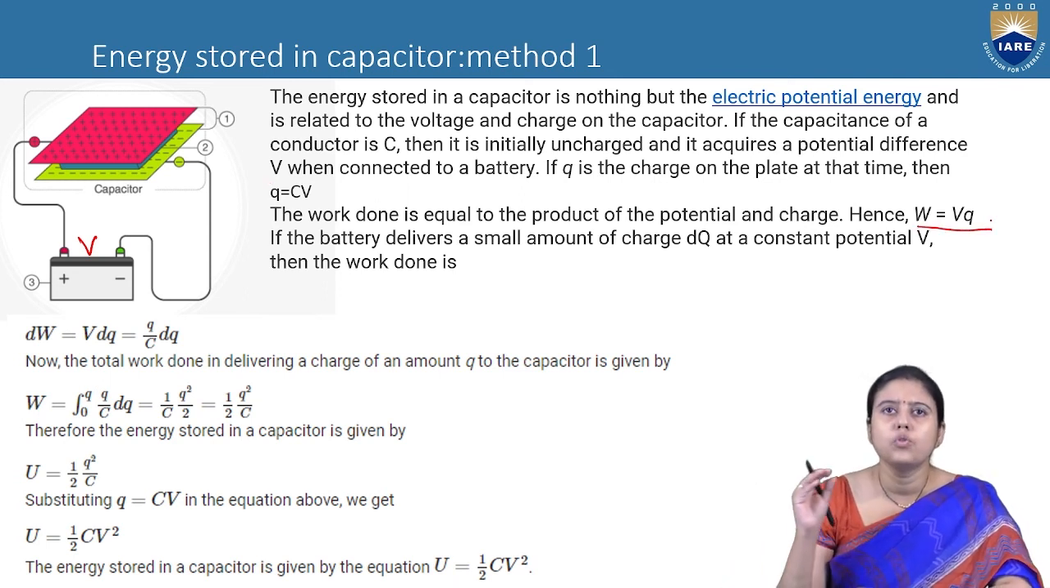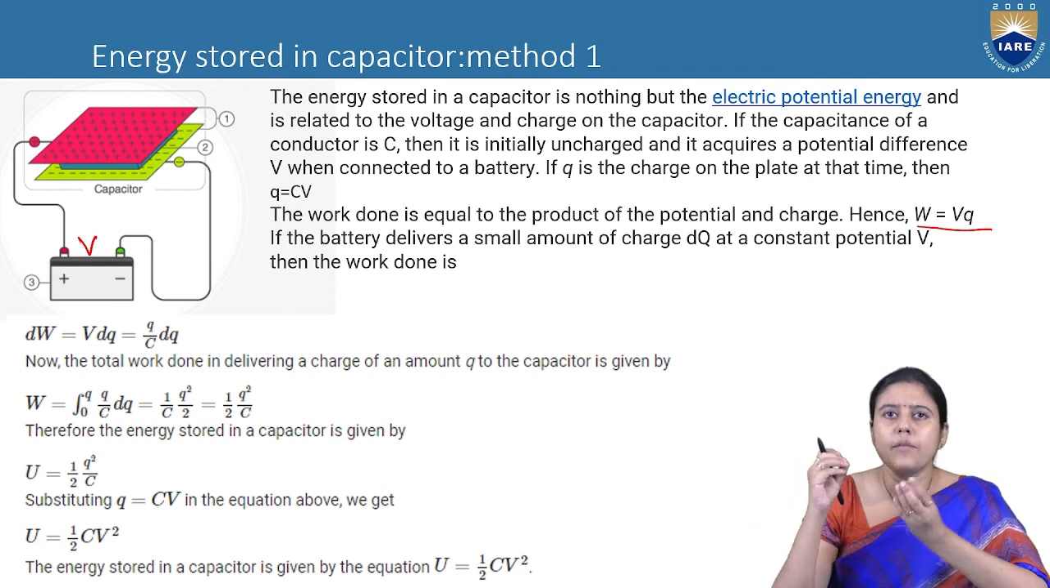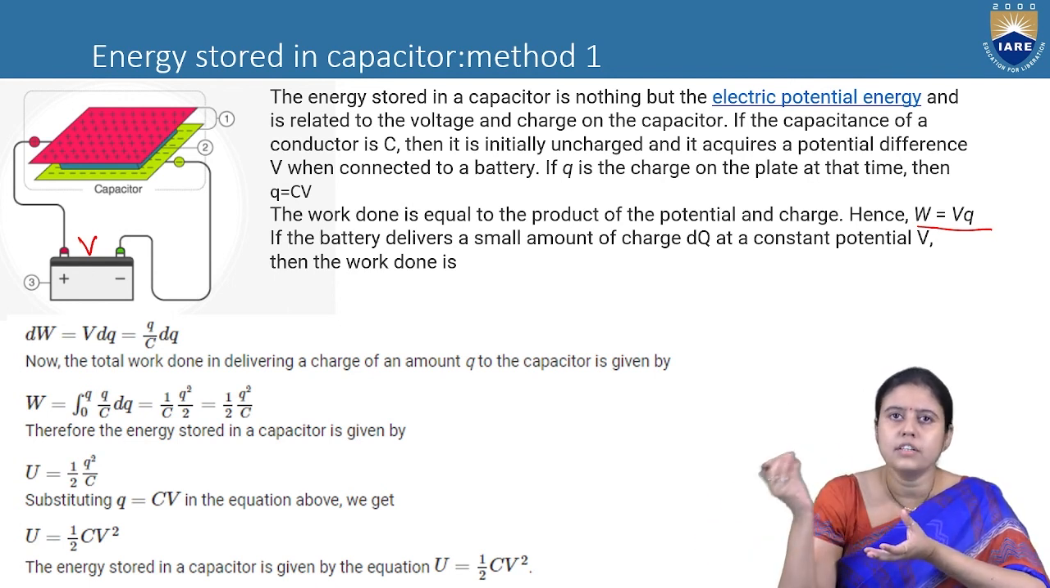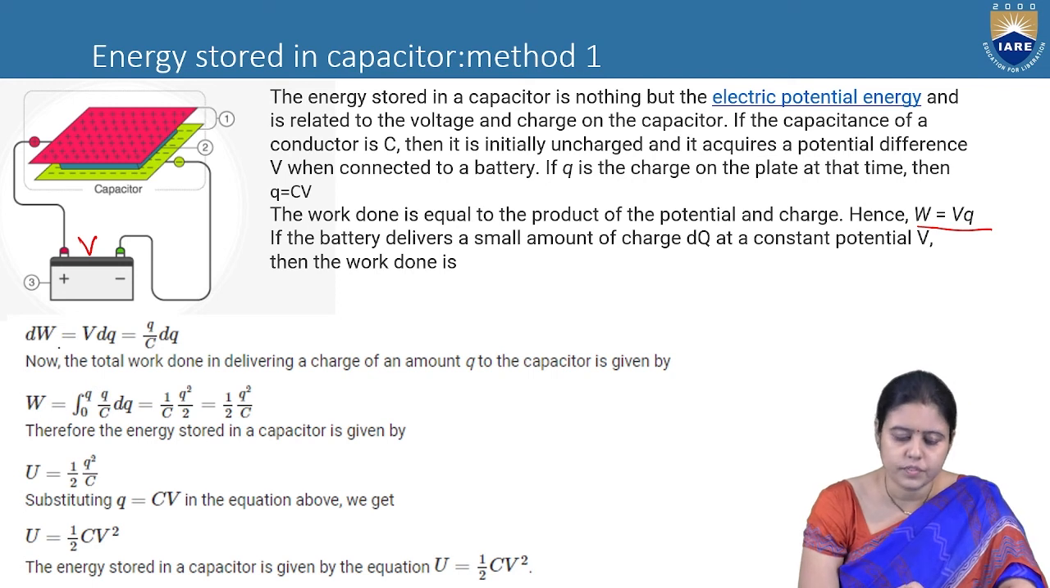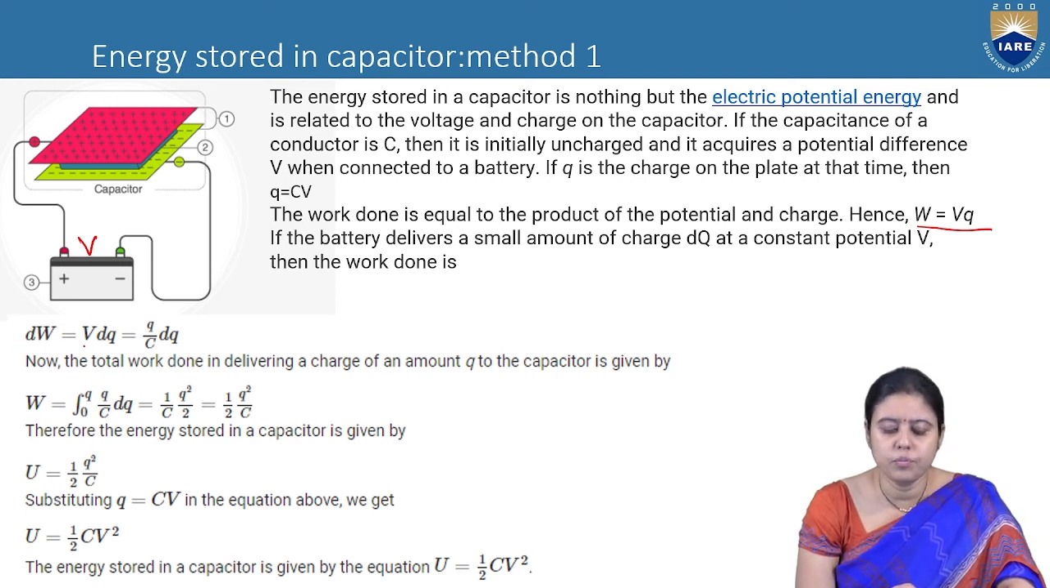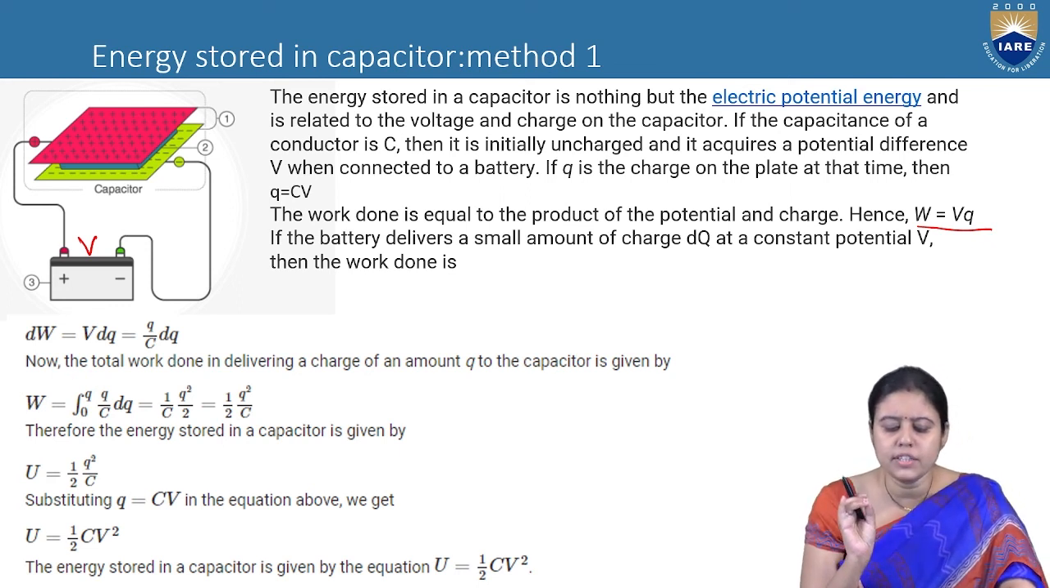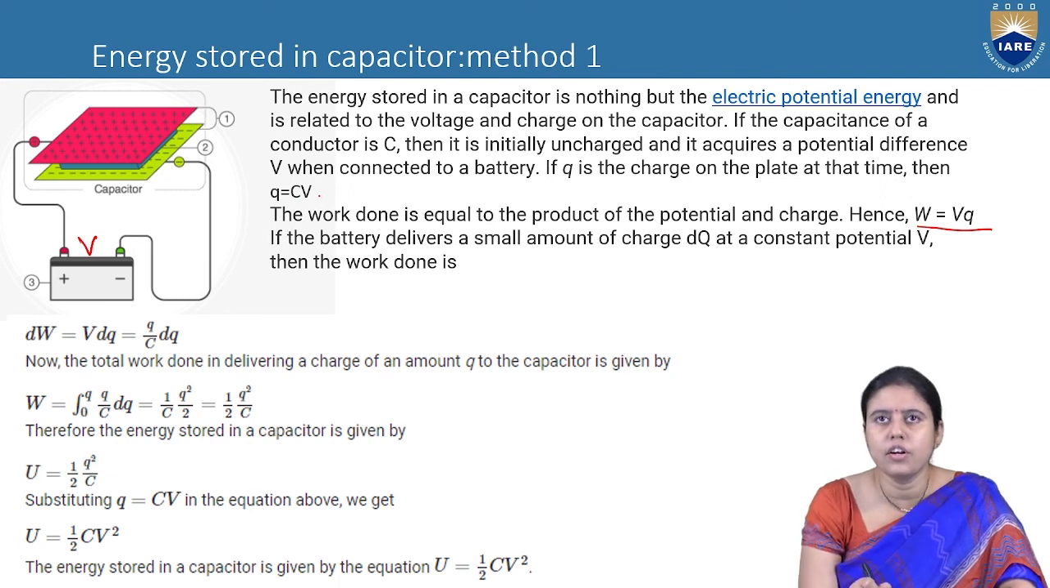Work done means to bring some charge in a potential field from one point to another point. So dW equals V dQ, where dQ means a small unit of charge. What is V? As we know, Q is equal to CV, so V is equal to Q by C. So we are substituting Q by C here. So work done is equal to Q by C dQ.